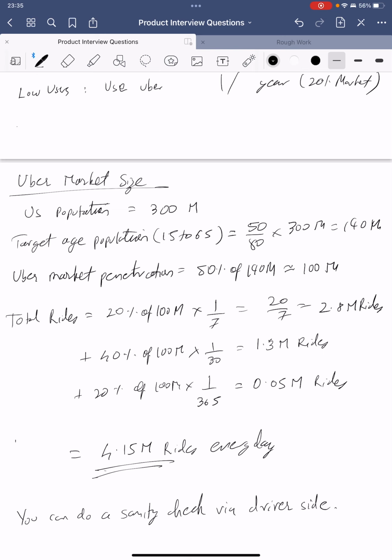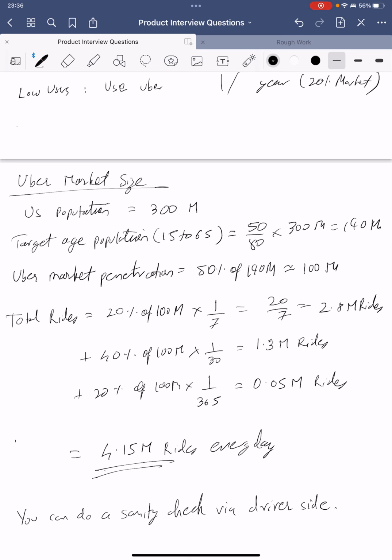The US is a little lopsided towards seniority, because the average population age is 47. But for the sake of convenience of calculations, I am taking equal distribution. So we are considering 50 years in the middle, which is 50 upon 80 times 300 million, which is about 190 million. Uber's market penetration is about 50% of the general population in the US, because it is the leading car hailing app. So 50% of 190 million is about 100 million.